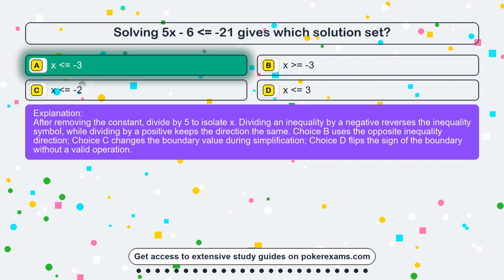Choice B uses the opposite inequality direction. Choice C changes the boundary value during simplification. Choice D flips the sign of the boundary without a valid operation.